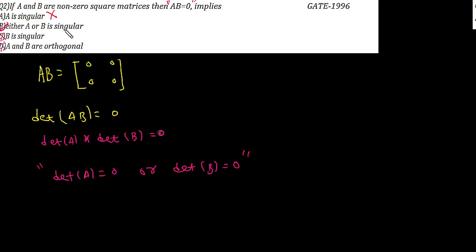Here, singular just means that the determinant of the matrix is 0. Then we call it a singular matrix. So that's it. We have found the answer. It is option B. Now let's move on to question number 3.